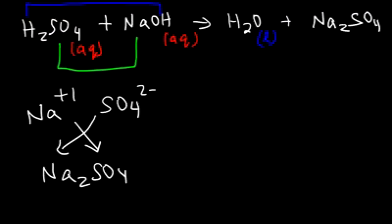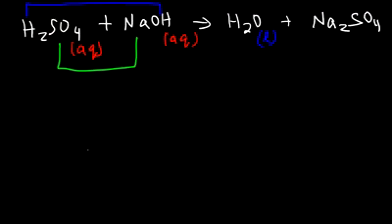Now go ahead and balance the chemical reaction. So how can we balance this reaction? Well, for one thing, we have 2 sodium atoms on the right side, so we got to put a 2 in front of NaOH. And now notice that we have a total of 4 hydrogen atoms, 2 from NaOH and 2 from sulfuric acid. So therefore, to balance the hydrogen atoms, we need a 2 in front of water. And so now the chemical reaction is balanced.